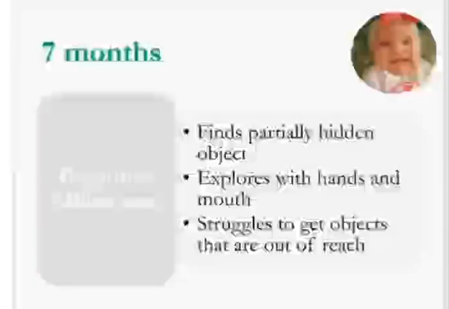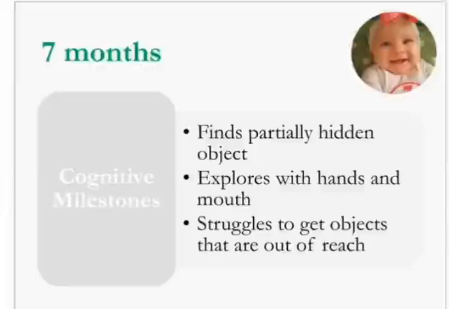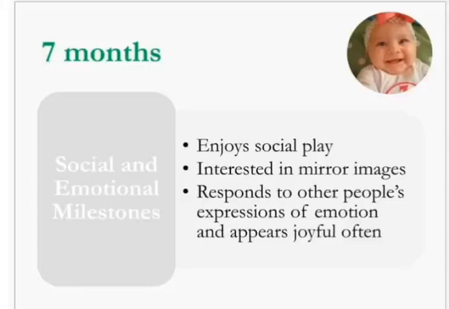Cognitive milestones: they find partially hidden objects, explore with hands and mouth, struggle to get objects that are out of reach. Social and emotional milestones: they enjoy social play, are interested in mirror images, respond to other people's expressions of emotion, and appear joyful often.